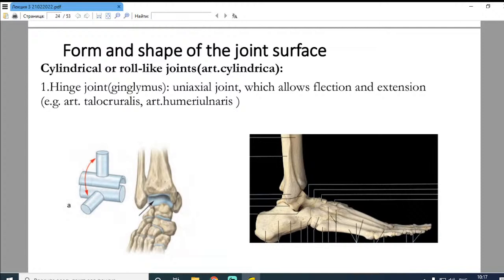By the form and shape of the joint surface: cylindrical or roll-like joint, ginglymus joint. It is a uniaxial joint which allows flexion and extension. For example, talocrural articulation, humeroulnar articulation.